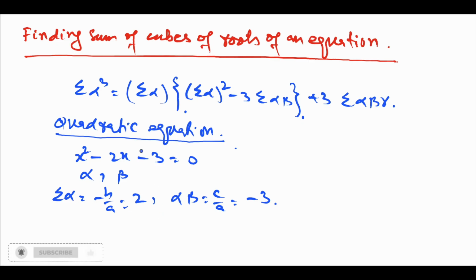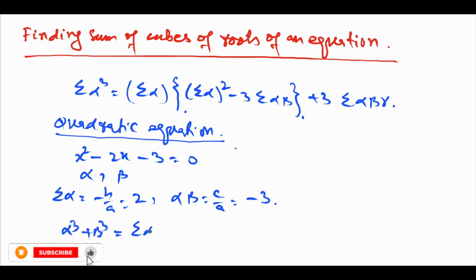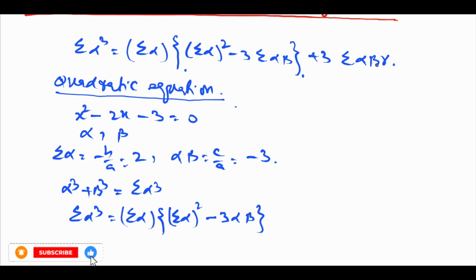Now here is sigma alpha. For this one I can say sigma alpha cubed. I can write alpha cubed plus beta cubed, it's actually sigma alpha cubed. So I find sigma alpha cubed as this one. Sigma alpha cubed will be equal to sigma alpha in one bracket. This bracket is sigma alpha whole square minus 3. Since this is only alpha beta, I cannot write sigma alpha beta, I can write just 3 alpha beta. And there is no gamma, so I will ignore this. So for the quadratic equation, this is sigma alpha cube.